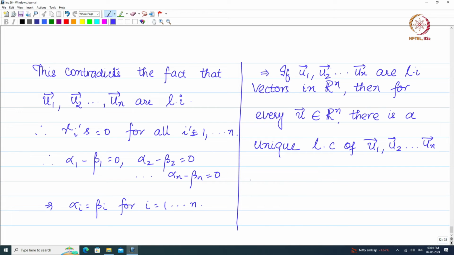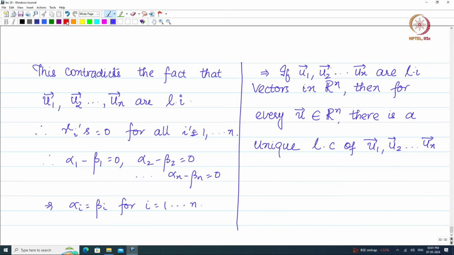We can prove the converse also. What we do is, let S be the set of all possible vectors which can be uniquely expressed as a linear combination of u1 to un. We also have the 0 vector, which is expressed as 0 times u1 plus 0 times u2 plus etc., 0 times un. And if a1 u1 plus a2 u2 plus an un is equal to the 0 vector, then naturally a1 is equal to 0, a2 is equal to 0, an is equal to 0. Therefore, u1, u2, un are linearly independent. So, you can prove the converse also. I will leave that as an exercise.